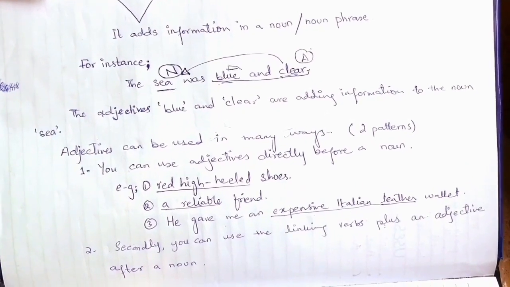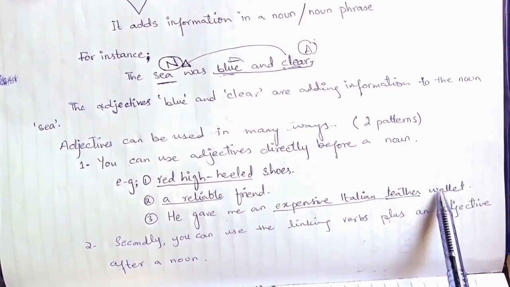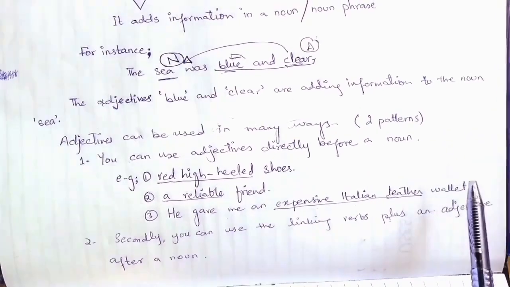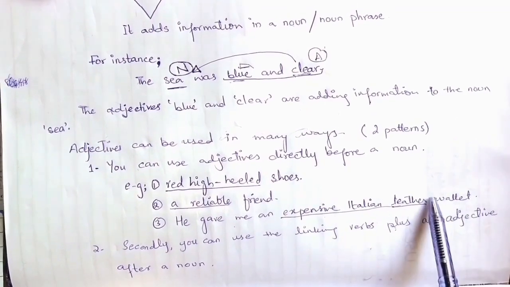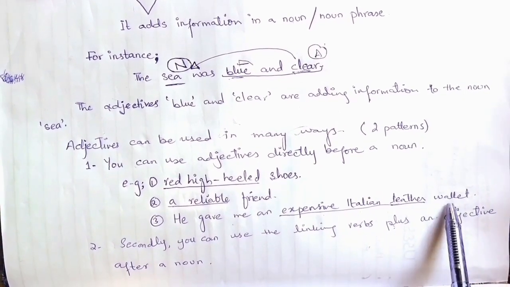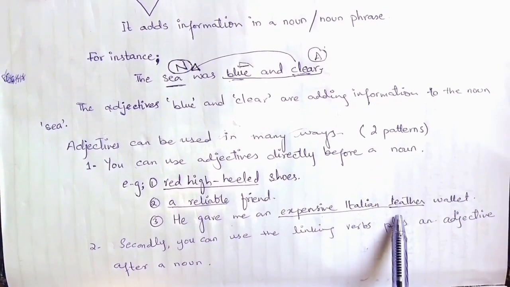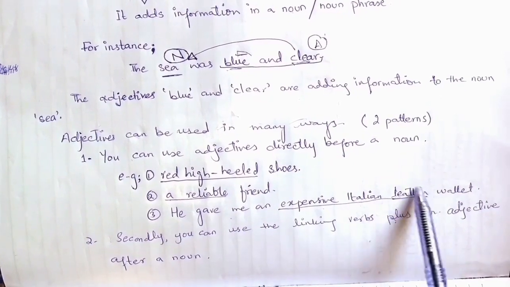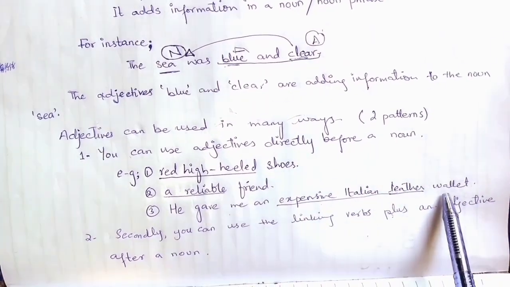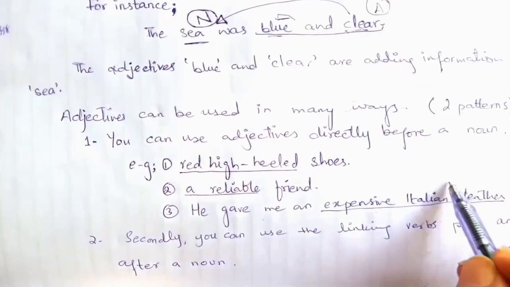So identify in this sentence where is the noun. Yes, wallet is the noun because it is telling you about the name of a thing. So this is a noun. So what did you learn about a noun? It is expensive Italian leather wallet. So this statement is telling you the quality of a wallet. So this will be an adjective.